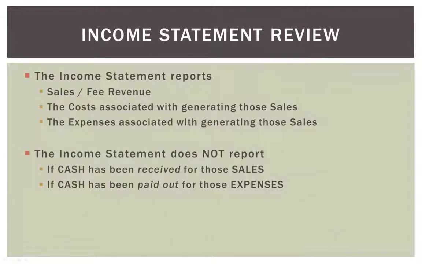So let's go ahead and do a quick review, and then we'll be finished for this video. Just remember that the income statement reports our sales and or fee revenue. Now it also accounts for the costs associated with generating those sales. So if we produce new inventory, if we produce new product, there is a cost associated with that production, and we account for that in our income statement. We also account for the expenses associated with generating those sales. So salaries and wages, advertising expenses, taxes, office supplies, all those types of expenses most of us are familiar with.